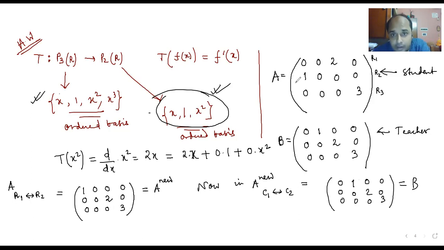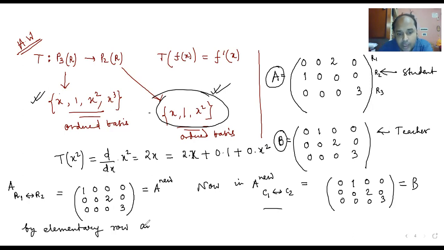Shamoy, this is my matrix B. From your matrix, I have got another matrix by elementary row and column operations. And the question is, can we do such elementary row and column operations?